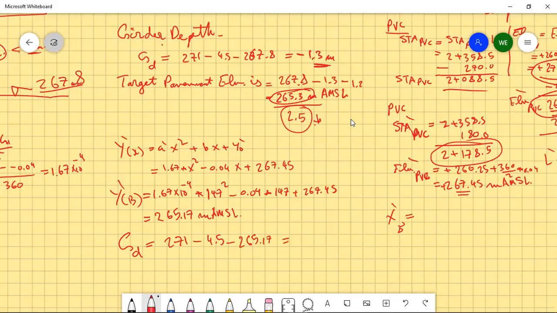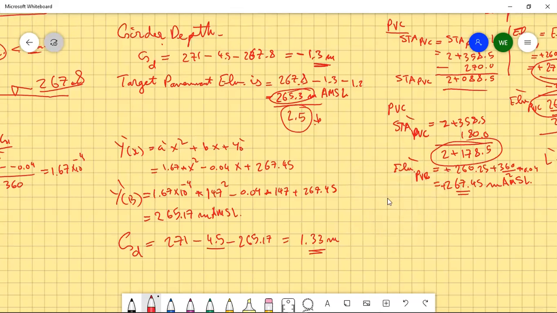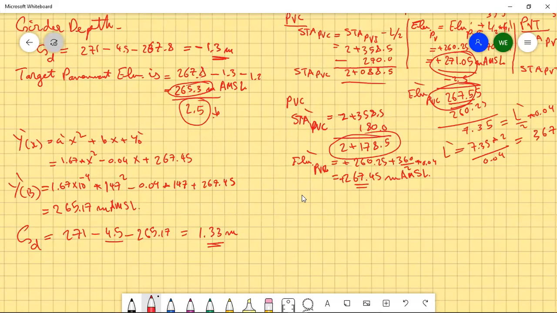So the maximum girder depth you can have is going to be 1.33 meters in order to maintain a clearance of 4.5. Now, we want to check to make sure that the new changes that we made are going to be safe and acceptable.